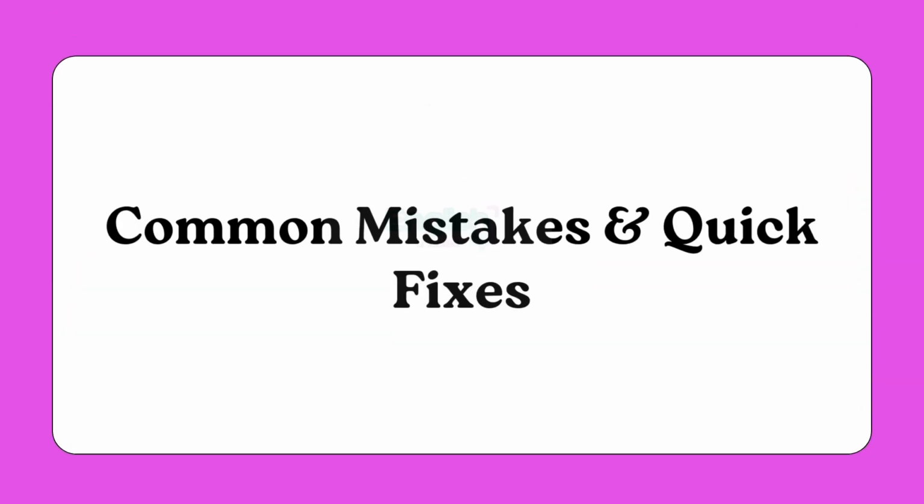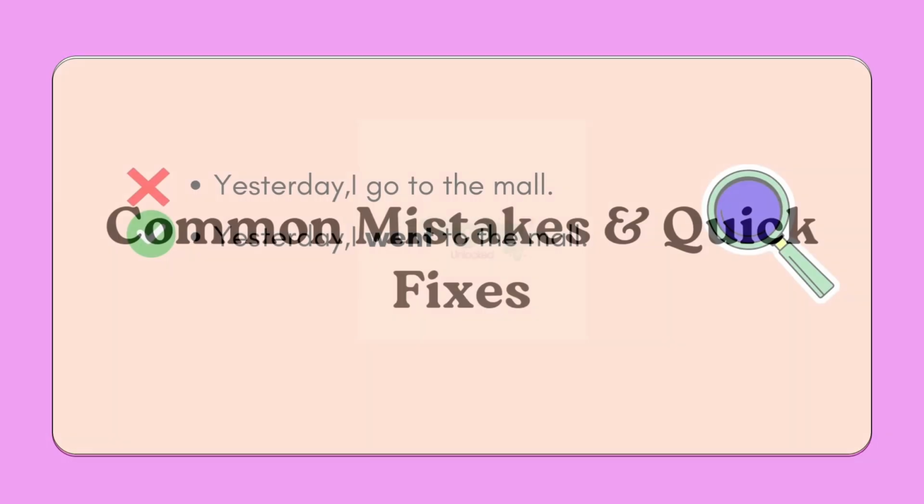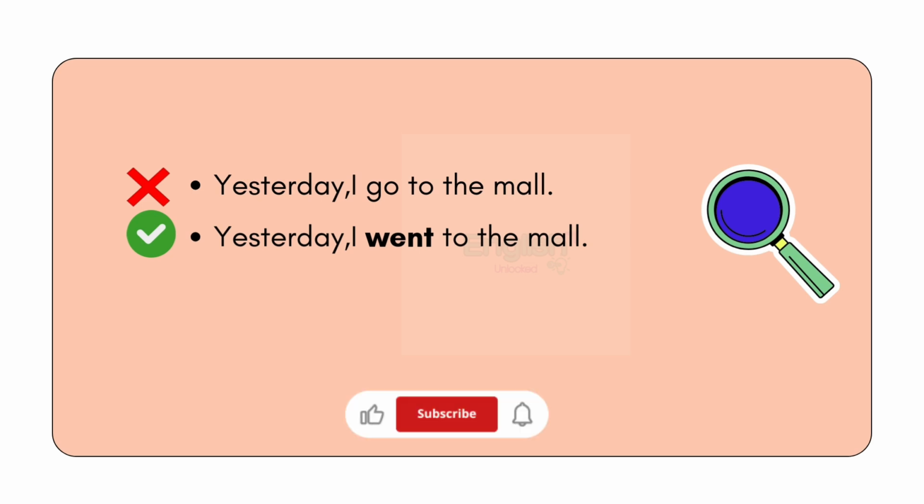Now it's time to fix some of the common mistakes that we often make. First up, we don't say "Yesterday I go to the mall." Instead say "Yesterday I went to the mall." We often forget to use the past form when talking about an action which is already completed.